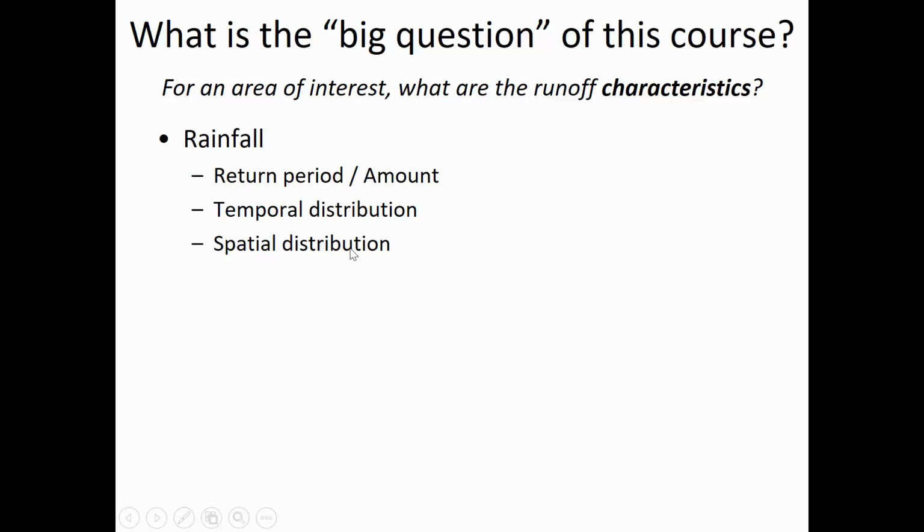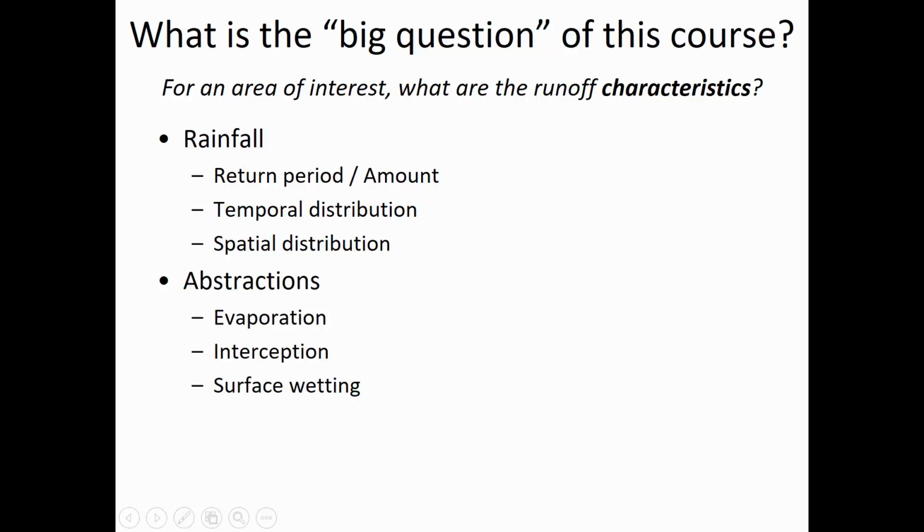Spatial distribution is, you know, how much the rain varies in one part of a watershed compared to another. We may have a storm that's so big that the entire watershed is receiving an equal amount of rainfall, or you may have an enormous watershed like the Mississippi River Basin, where it's very unlikely that there will be rain in all parts of the watershed at the same time. So we have to gather information and describe rainfall. So that's one category of information.